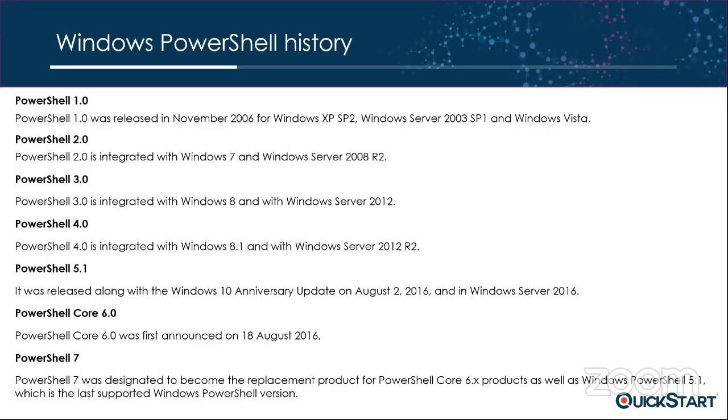Then PowerShell moved on with another version, version 2, which was released for Windows 7 and Windows Server 2008 R2. And like that, the history of PowerShell moved from version to version, always introducing new features and overcoming limitations of the earlier versions. And like that, we are now at version 7, which is designated to become the replacement for PowerShell Core version 6.x, as well as Windows PowerShell 5.1.